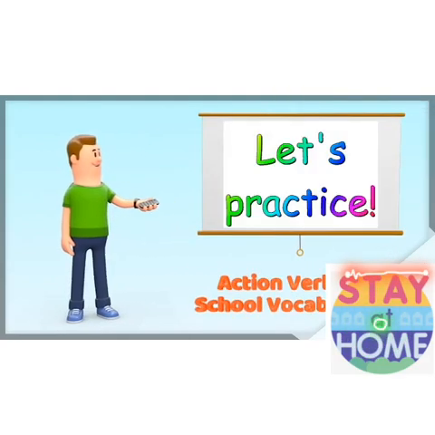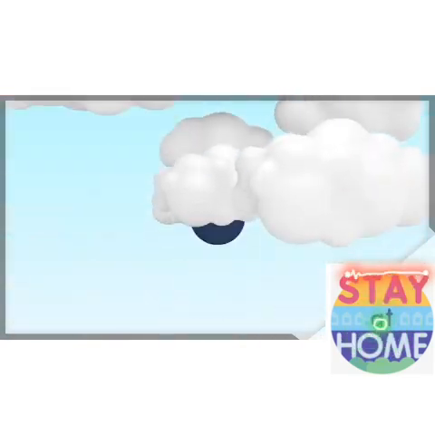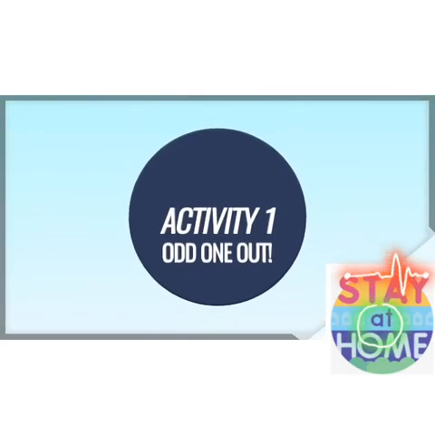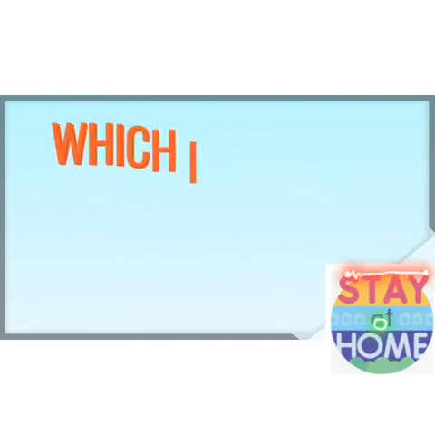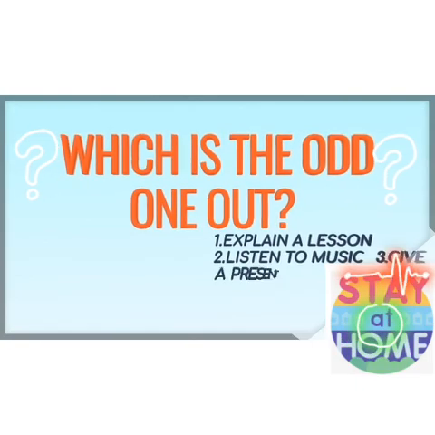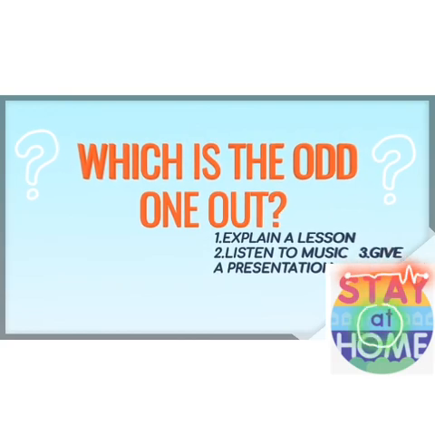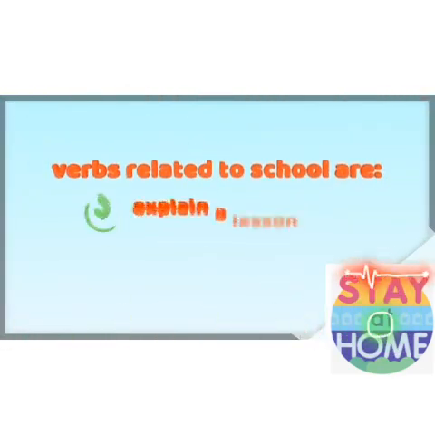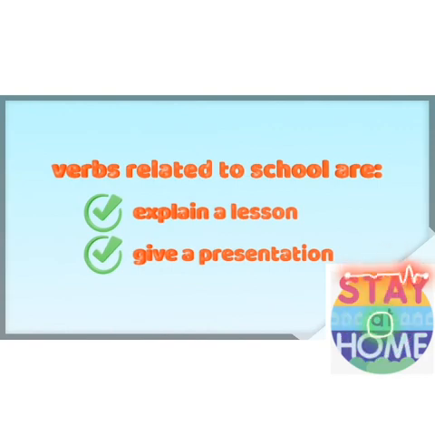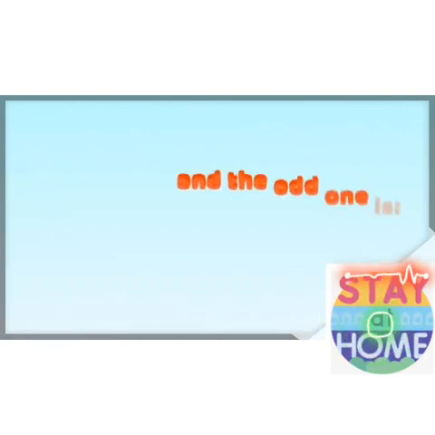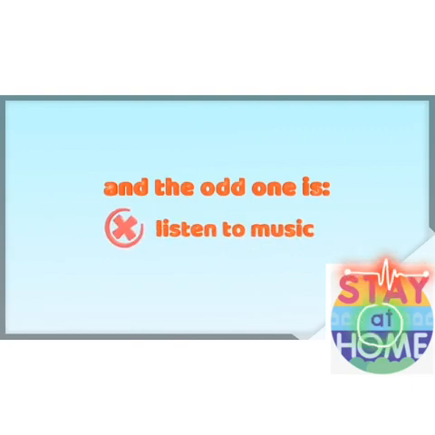Now, let's practice the action verbs and the school vocabulary. Activity number 1 is odd one out. Which is the odd one out? 1. Explain a lesson. 2. Listen to music. 3. Give a presentation. And the answer is: the verbs related to school are explain a lesson and give a presentation. And the odd one out is listen to music.